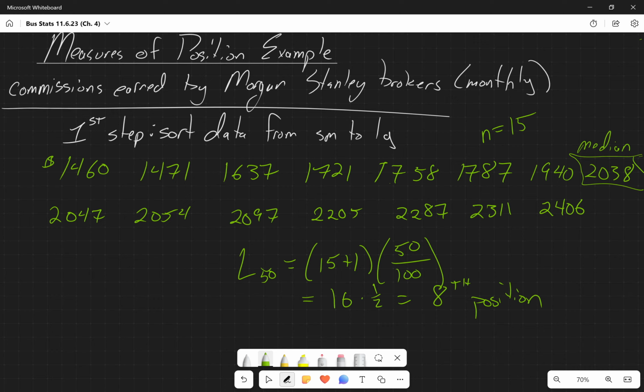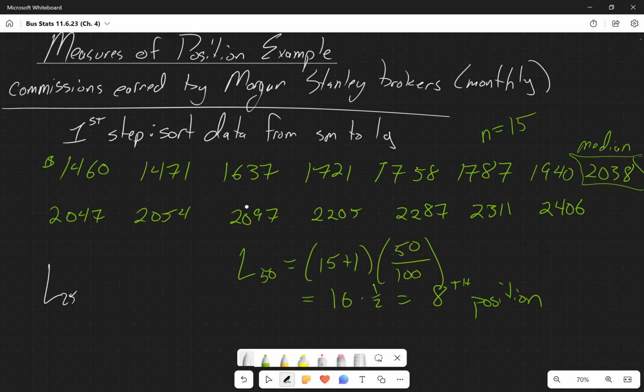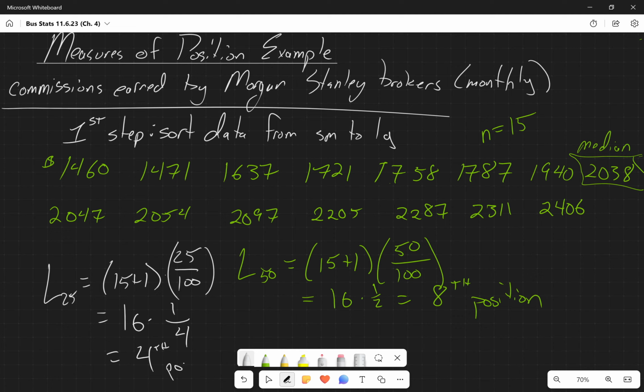Then we're asked what the first quartile is. And the first quartile we know is our L25. The 16 is going to stay the same, 15 plus 1 doesn't change, but now we're going to multiply by 25 out of 100, or 1/4. So we're going to have 16 times a quarter. A quarter of 16 is 4. It's our 4th position. So we find that this is our first quartile. And I did that backwards. Sorry. First quartile.